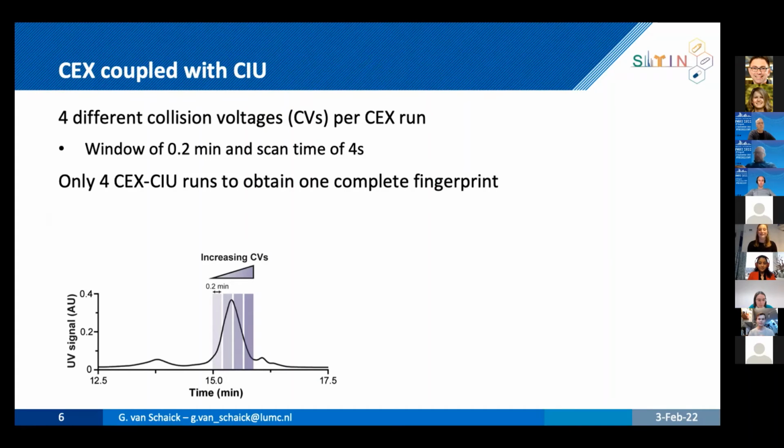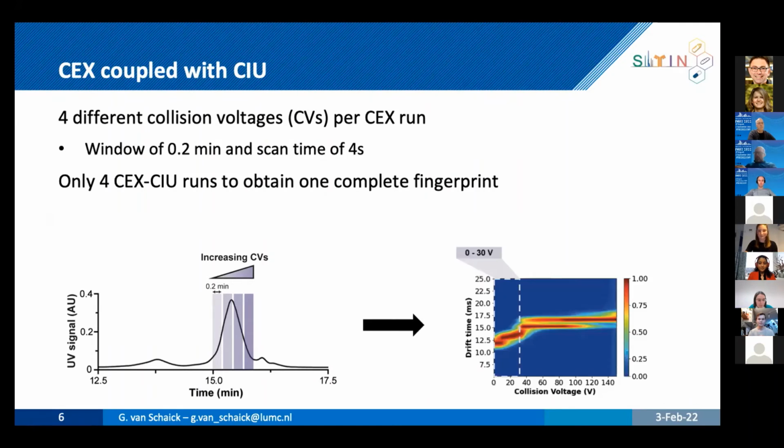We found eventually that we can apply 4 different voltages in one run from 0.2 minutes wide, and then we get sufficient MS signal to get a reliable fingerprint, and we reduce the number of times we need to get a fingerprint. So in total, we need 4 cation exchange measurements to obtain a fingerprint from 0 to 150 volts.